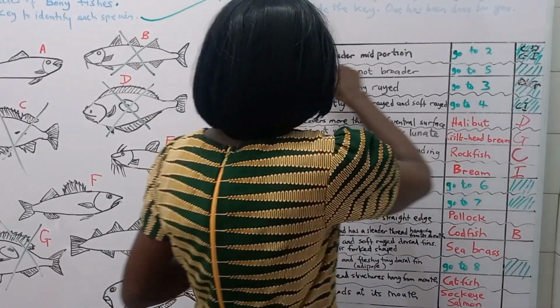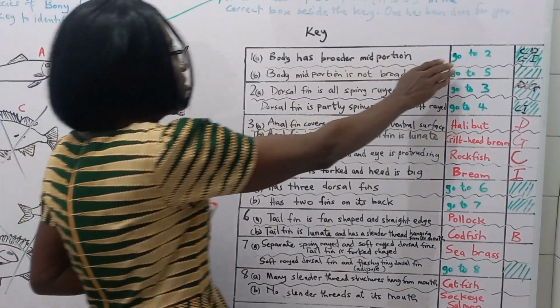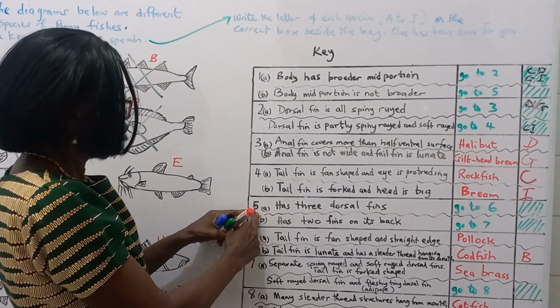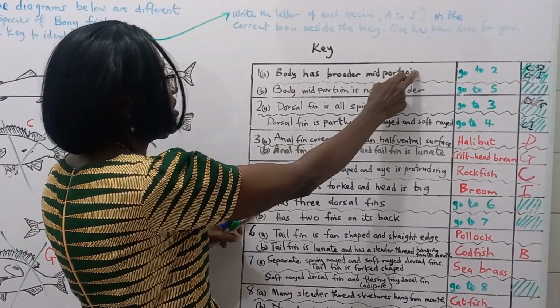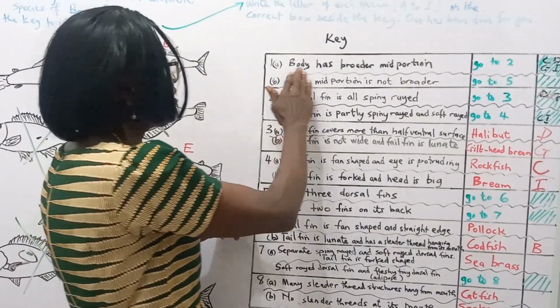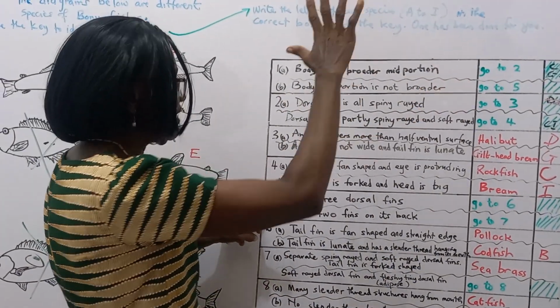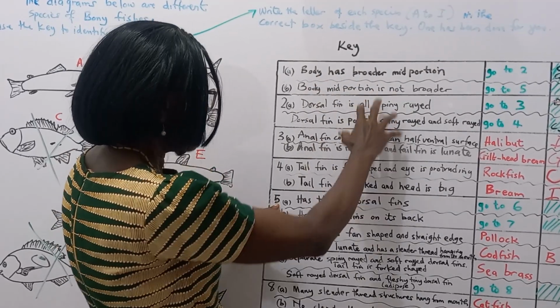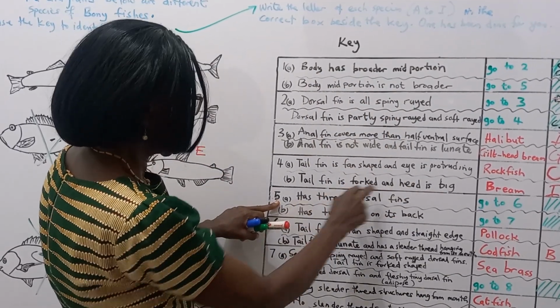So we finished "body has broader mid portion." And here we are. That is why we were told to go to 5. So when we started it, you read this, they say go to 5, you quickly jump to 5, you'll be confused. Finish with one character first, completely first. So you see, we finish with "body has broader mid portion," everything about it, and we are supposed to go to 5.